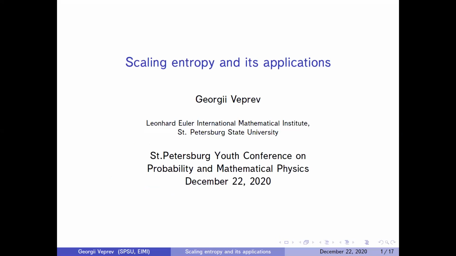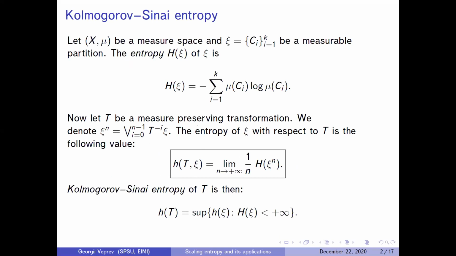And let me start with the classical approach by Kolmogorov-Sinai. Suppose that we have a measure space and some finite measurable partition of this space, then the entropy or Shannon entropy of this partition is this well-known value. And then suppose that we have some measure preserving transformation T of this measure space, when we define the dynamical entropy of this partition by this limit. Psi to the power n is just the join of the first n shifts of psi by the transformation T. And then the Kolmogorov-Sinai entropy of this transformation is just the supremum over all finite partitions of these values.